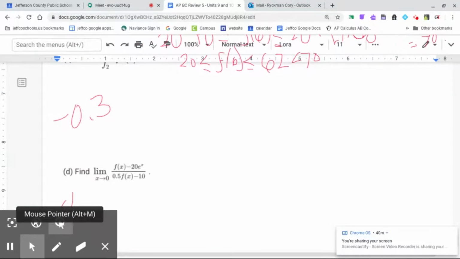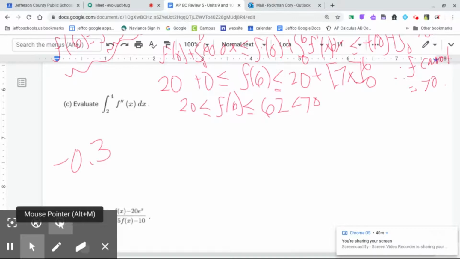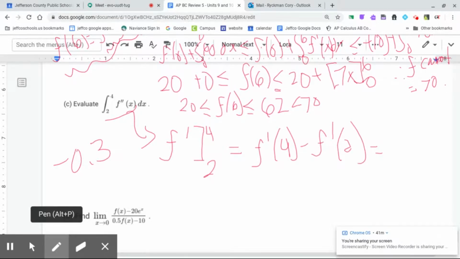Okay. This one, C, is just straight up fundamental theorem. So the fundamental theorem of calculus on the most straightforward level is to do a definite integral. You take the antiderivative of f double prime, which is f prime, and evaluate it at the upper limit, subtract away the lower limit. So this is equivalent to f prime at 4 minus f prime at 2. And from the table, that is 1.7 minus 2, and that's where I get negative 0.3.